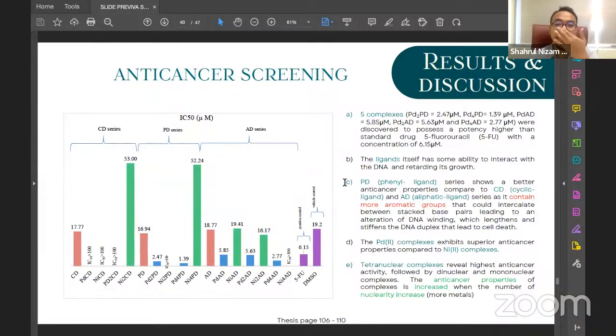Okay, for anti-cancer screening, you can see we have the CD series here, the PD series, and the AD series. CD is the ligand. Look at the ligands first. CD ligand we have 17.77, PD ligand 16.94, and AD 18.77. This is 5-fluorouracil, 5-FU, the common drug and the positive control. It's 6.15. And DMSO is the vehicle control, which is 19.2. Now, can you see any that are lower than 5-fluorouracil? Can you identify?